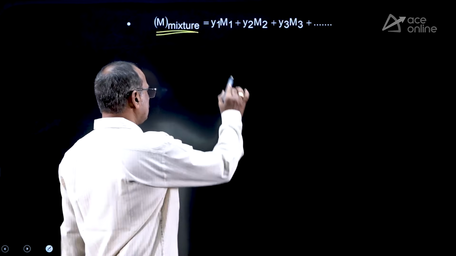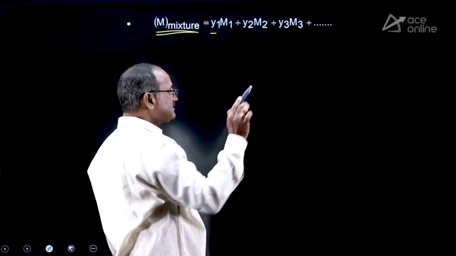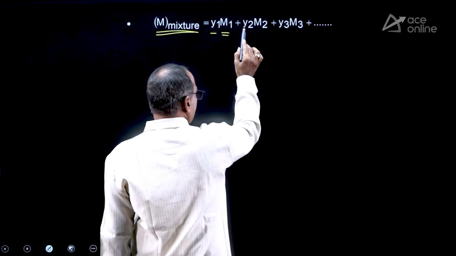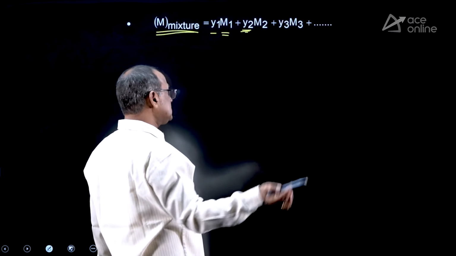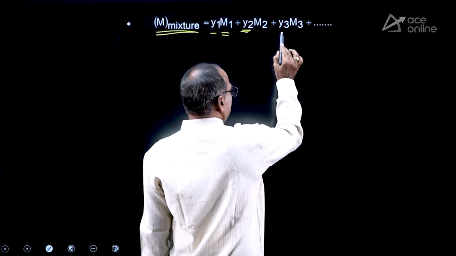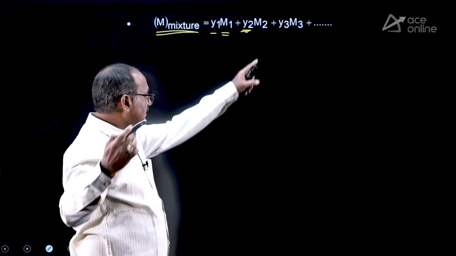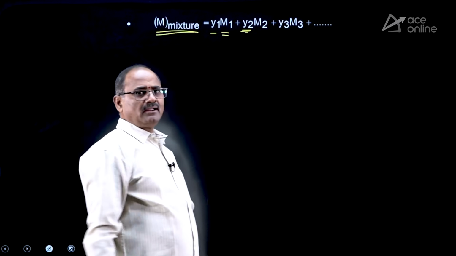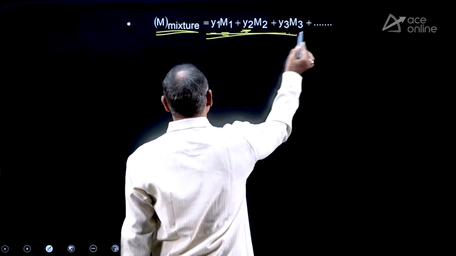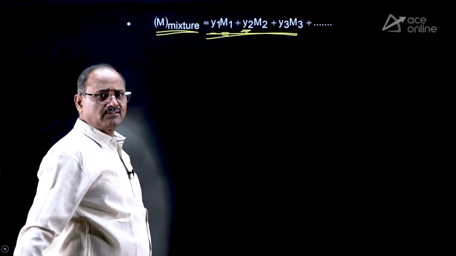Mixture molecular weight equals the mole fraction of one gas multiplied by the molecular weight of that gas, plus the mole fraction of the second gas multiplied by the molecular weight of the second gas in the mixture, plus the mole fraction of the third gas in the mixture multiplied by the molecular weight of the third gas in the mixture. So this is how you can decide the molecular weight of the mixture.